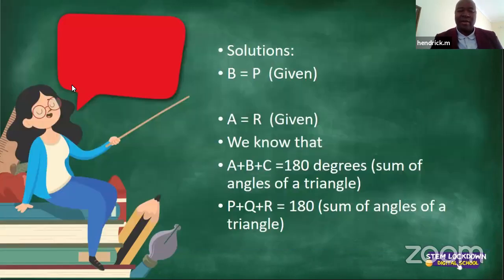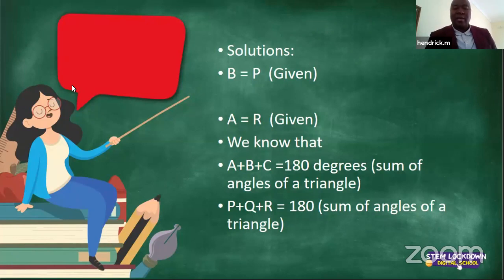So as you can see, it's the solution there, B is equal to P. Those are given angles as well as A. Pardon me for not putting the cap on top of the B there, but B meaning angle B, and P also meaning angle P, and of course angle A and angle R. And like I've just indicated now, if you add the three angles A plus B plus C, they give you 180 degrees. Same goes for P plus Q plus R.